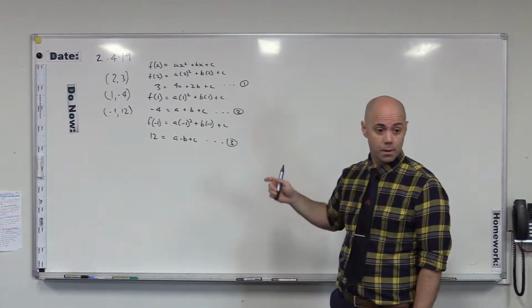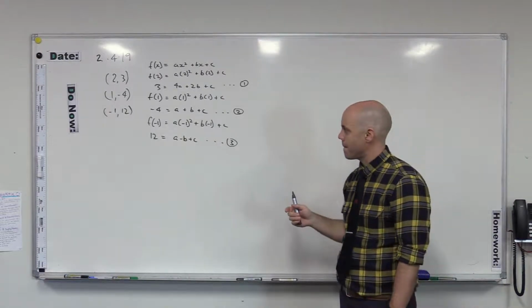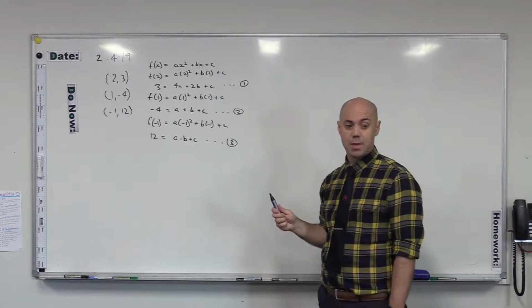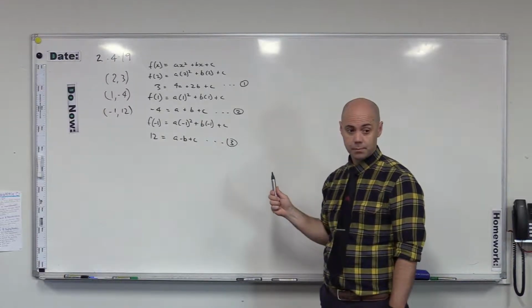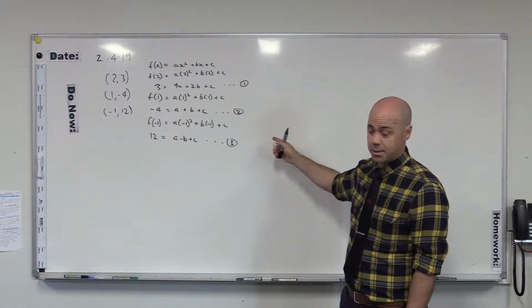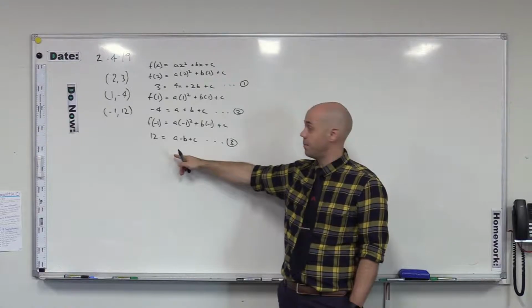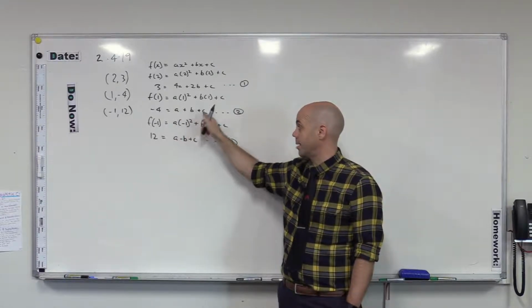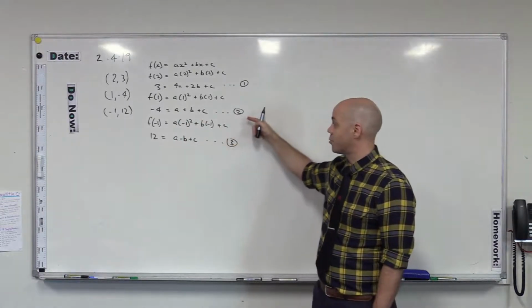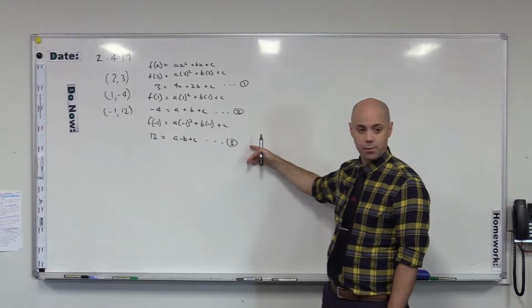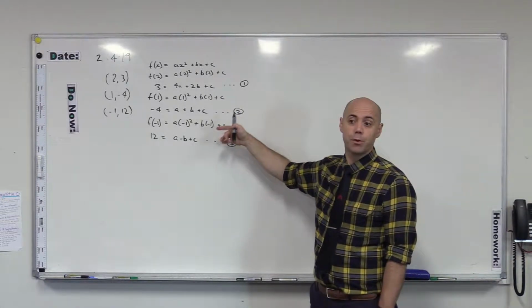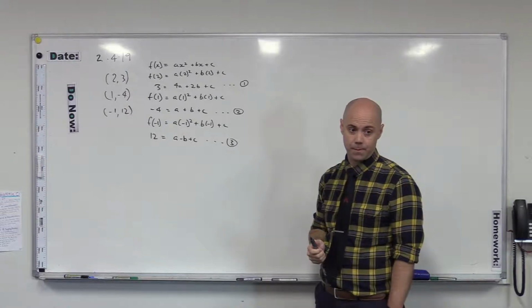Sorry? That will cancel out b. There's even a better way to do it than that. Like that's a good step. But looking at these 2, we've got a and c and c. I can actually subtract 2, take away 3. That'll get rid of both a and c in that go. Okay.